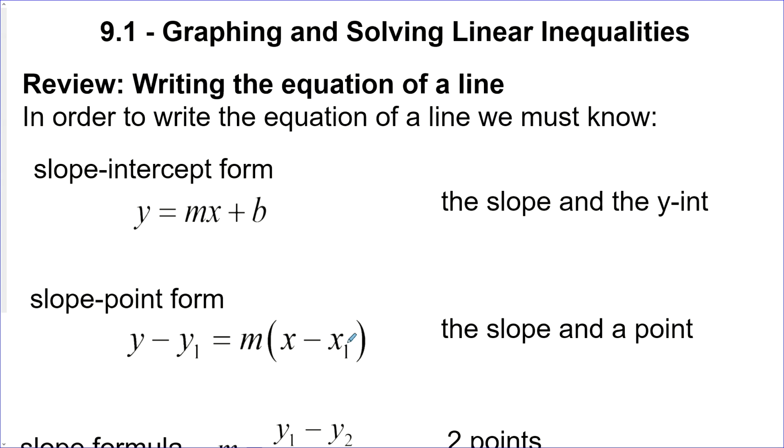So the first and most common is probably slope-y-intercept form, y equals mx plus b. What do you need? Well, you need the slope, which is m, and you need the y-intercept, which is b.